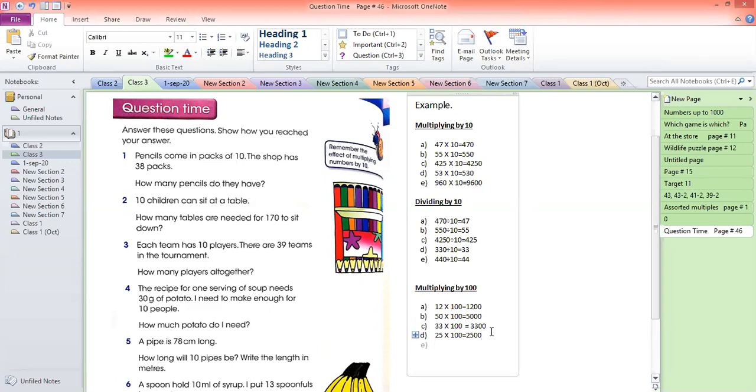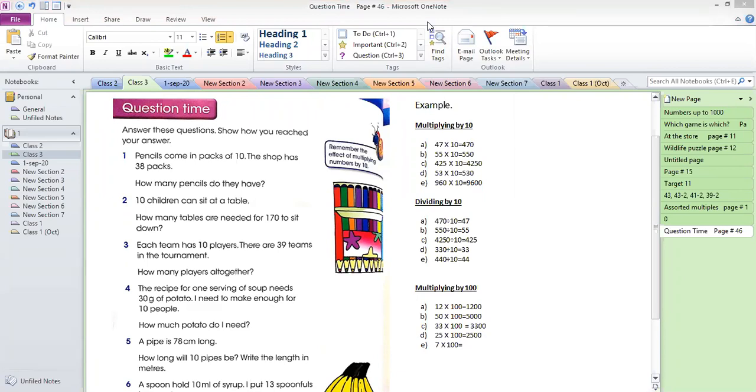One more question. This is 7 multiplied by 100. Yes, 7 multiplied by 100 equals to what? Yes, 700, sir. 700. Very good. The answer is 700. Very good.